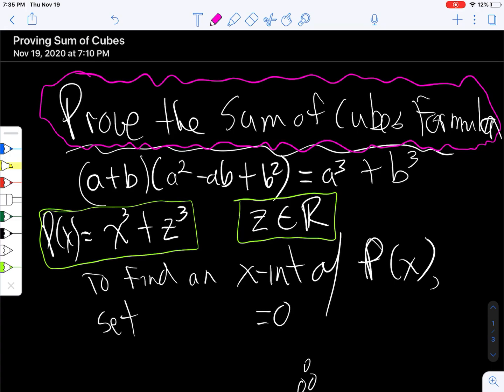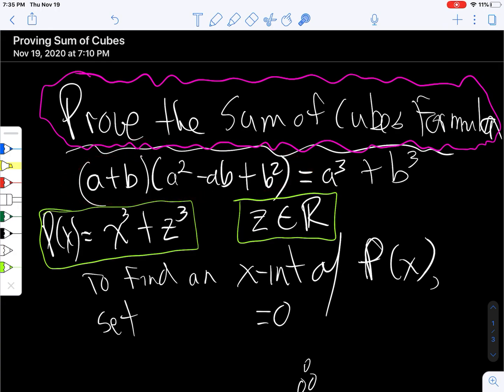So what we have right here, folks, is in fact the difference of cubes formula, right there. That's your difference of cubes formula. So what we need to do is prove it. So a cubed plus b cubed factors to this, and we need to prove that.